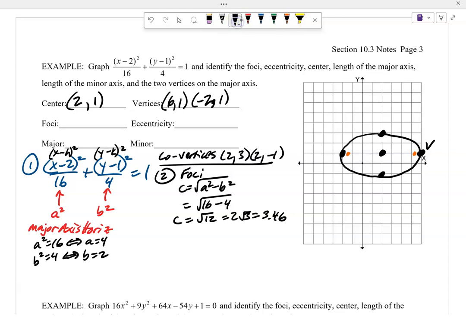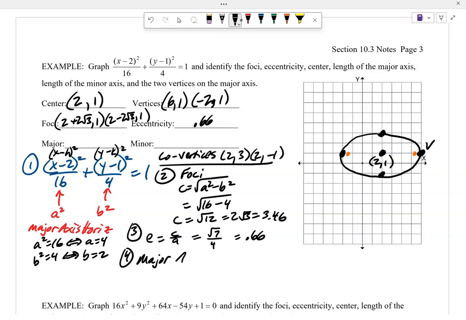So remember, this was at 2, 1. So I'm going 2 plus 3.46. So 2 plus 2 root 3, comma 1. And 2 minus 2 root 3, comma 1. Those are where my two foci are. The eccentricity be C over A. And so the eccentricity is square root of 7 over my A here is 4. So that ends up being 0.66.